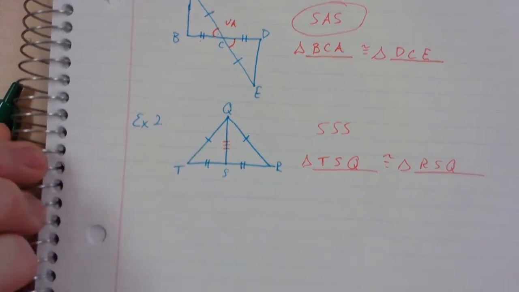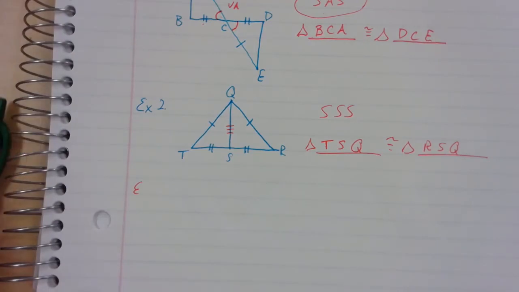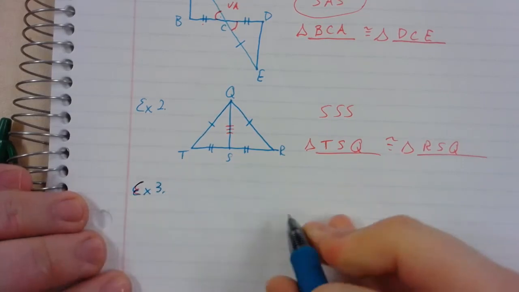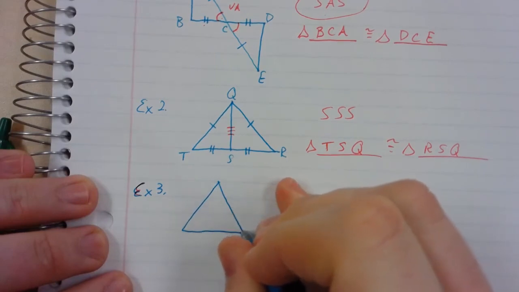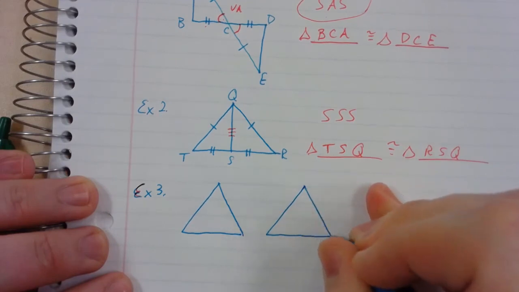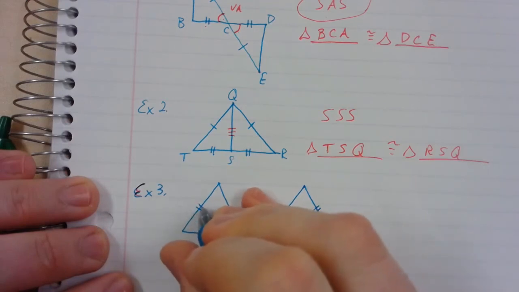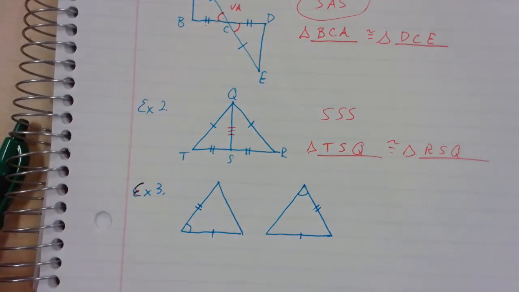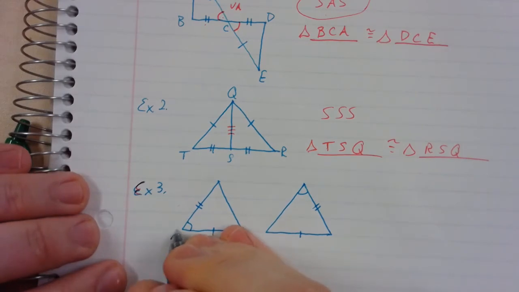All right. One more. Oh, forgot to switch back to blue. Example 3. So this side is congruent to this side. That side is congruent to this side. I'll tell you that this angle is congruent to that angle. So here, let's go ahead and call this ABC, XYZ.